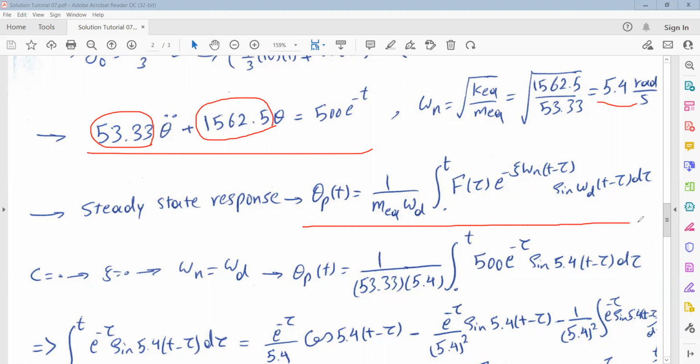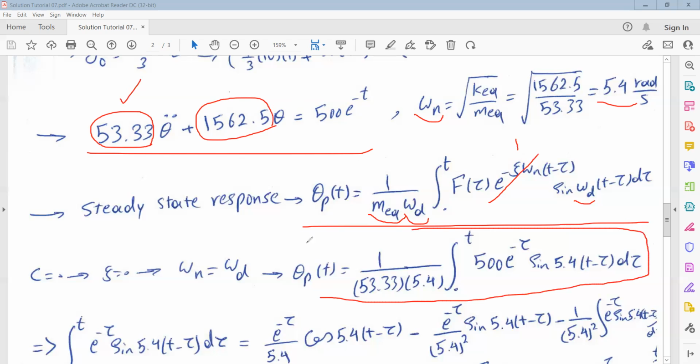So in the equation of convolution, omega d is equal to omega n. This term is equal to 1 because it is exponential of minus psi omega n, and psi is 0. So exponential of 0 is 1. Here we have omega d, we should substitute omega n. And for equivalent mass, we should substitute the coefficient of theta double dot in the equation of motion, which is 53.33. So we can substitute here and calculate this integral. This is the integral of convolution.